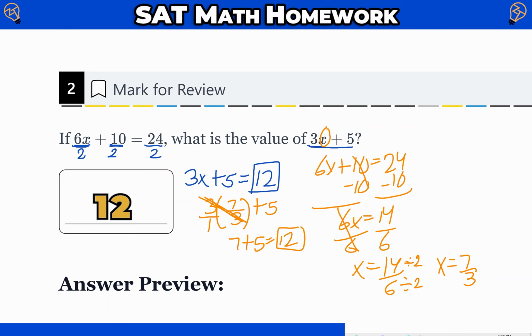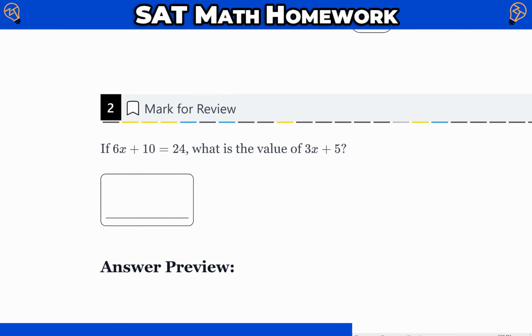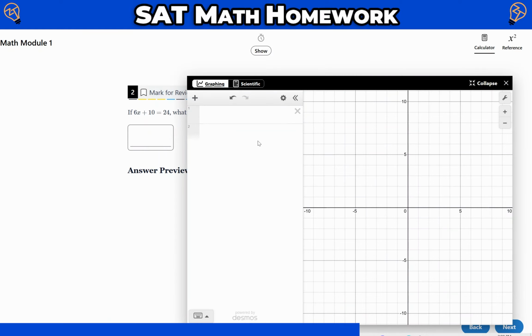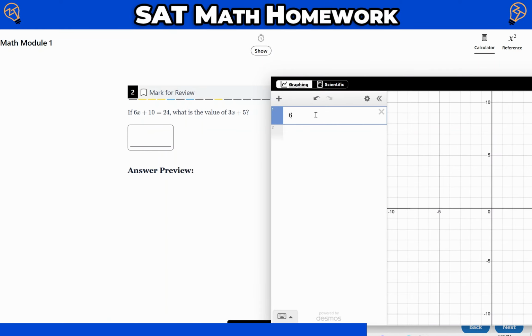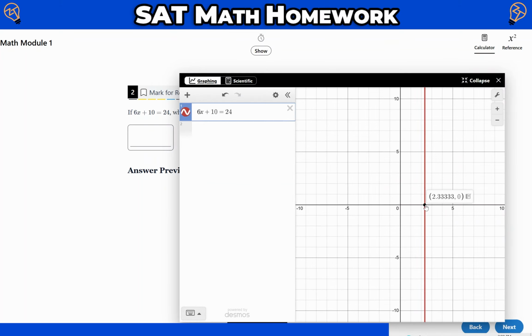Now, the final approach is I could just use Desmos. So I can go into calculator. I could type in 6x plus 10 equals 24. Now, it'll give me my solution right here. Let me go ahead and click there, pop it out. And technically, this is saying x equals 2.3 repeating.